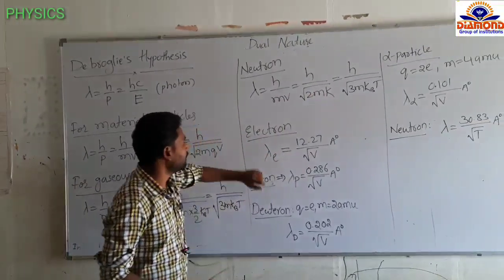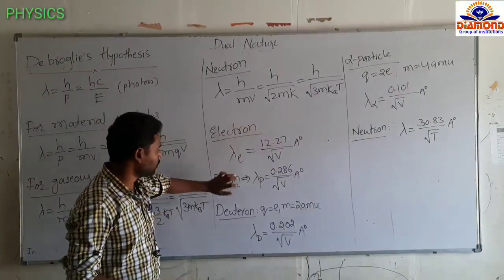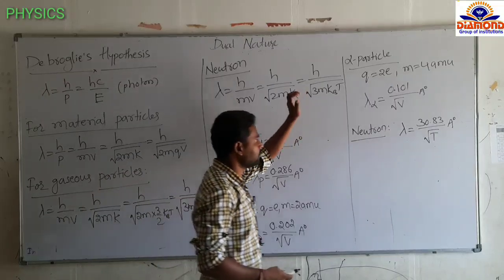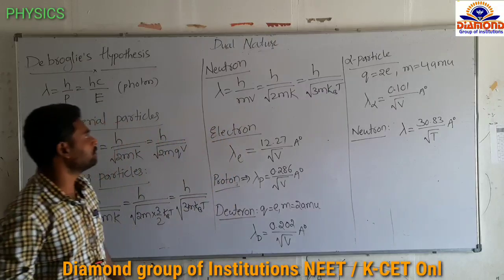Remember this formula, and de Broglie's wavelength for the electron. Remember this formula. And for the proton, deuteron, alpha particle and neutron, remember the wavelength formulas also. Keep the video paused and remember all these formulas.